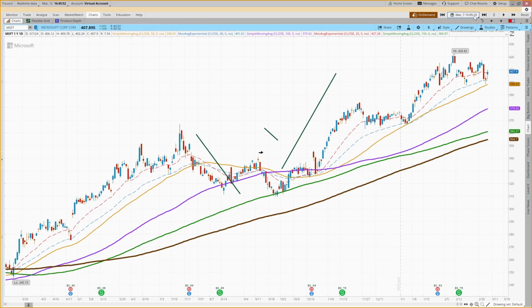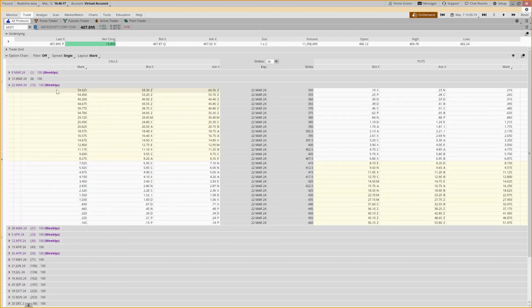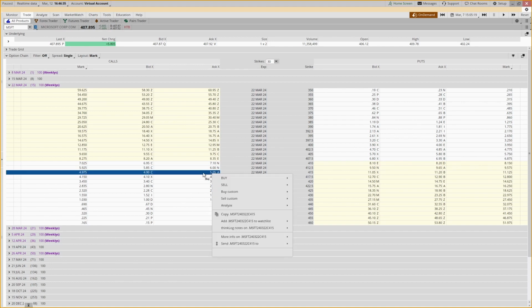All right, so I put 15:05. That stands for, or 3 p.m., my bad. Looking at Microsoft again, we're going to look at the 15-day expiration on the 22nd of March as a weekly option. And what I want you to do is look at this call right here, strike $415. Right click on it. Don't left click, but right click on it. And then go to Analyze.